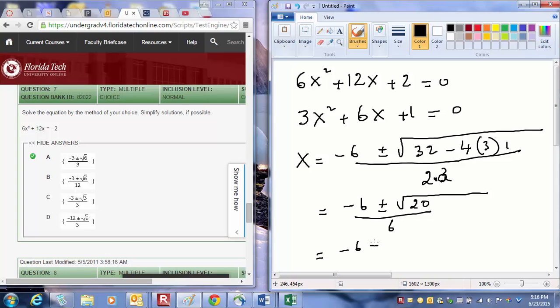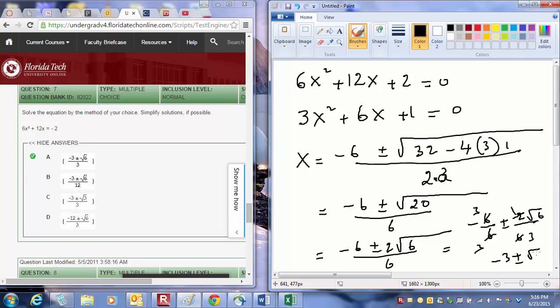So let's simplify one more time. 24 is nothing but 4 times 6, and 4 will come out as 2. 6 will stay inside the radical. And if you divide everything by 2, you will end up with, let me show you how to do this. If you do negative 6 over 6 plus or minus 2 over 6 square root of 6, divide only by 2, so you get 3 here, 3 here, 2 by 2 is 1, 6 by 2 is 3. So we have 3 in the denominator, negative 3 plus or minus square root of 6 over 3 would be the final answer. Okay, and that option would be A.